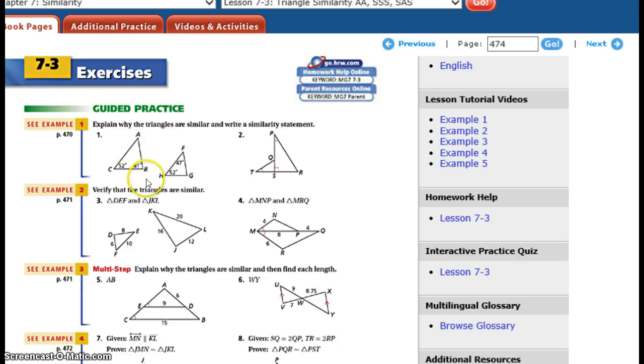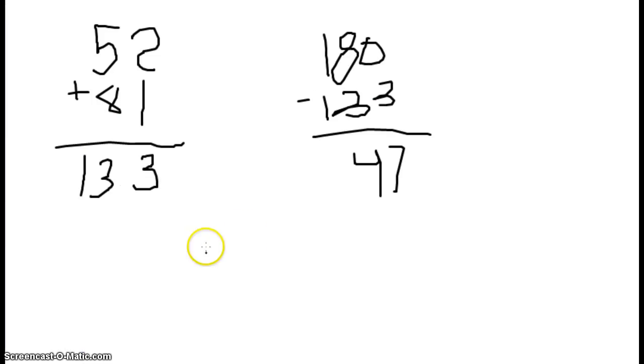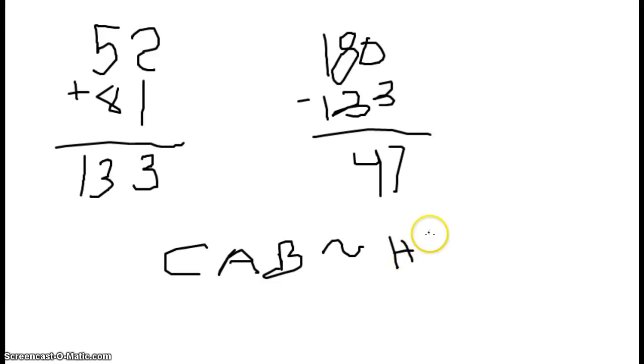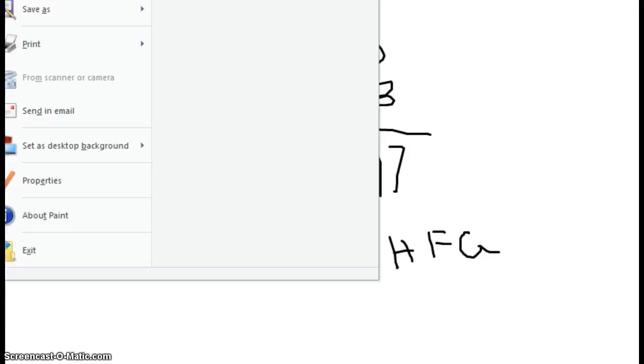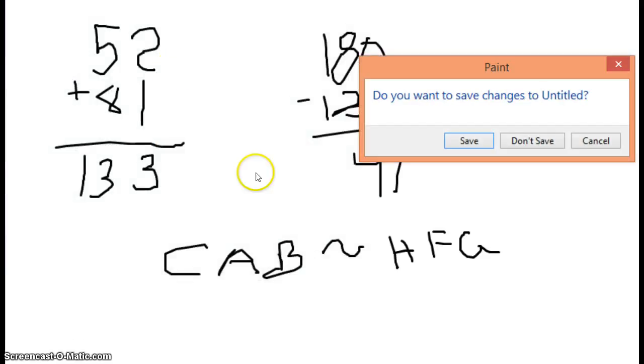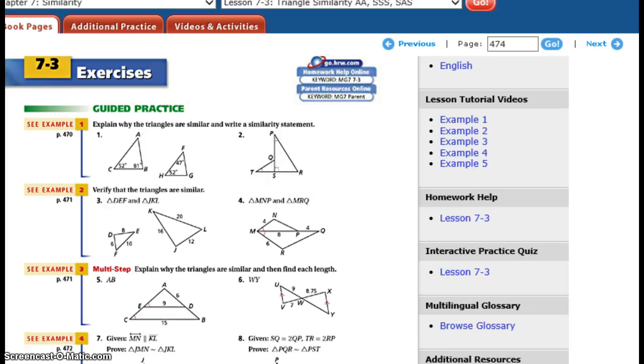So it would be CAB is similar to HFG. All right? We're just going to write that down. CAB is similar to HFG. Okay? Again, pardon my handwriting. All right, so we're just going to clear this, and we're going to look at another example.